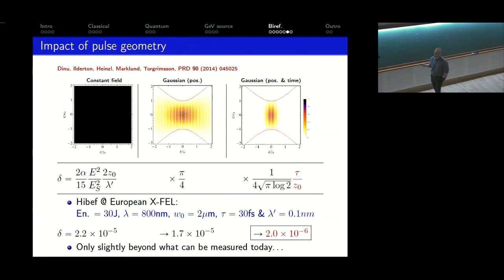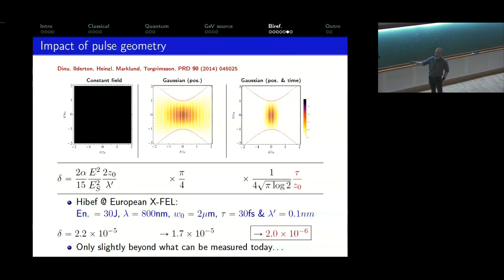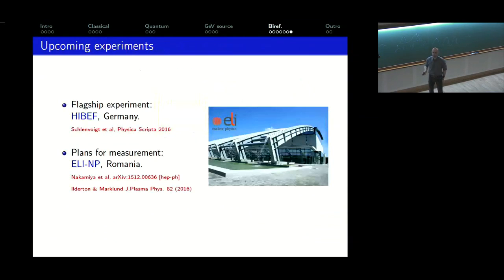And there are definite plans afoot to measure vacuum birefringence, both at HiBEF in Germany and at ELI-NP in Romania. HiBEF want to use X-rays, and they are focusing on developing very accurate X-ray polarimetry in order to be able to do this. At ELI-NP, the plan is to use gamma rays as the probe. Now, if I just go back, so gamma rays, this becomes tiny. So you get a massive signal enhancement from this factor. The problem is that you then have to measure the polarization or the helicity flip, quantum mechanically, of gamma rays, which is an entirely different challenge.